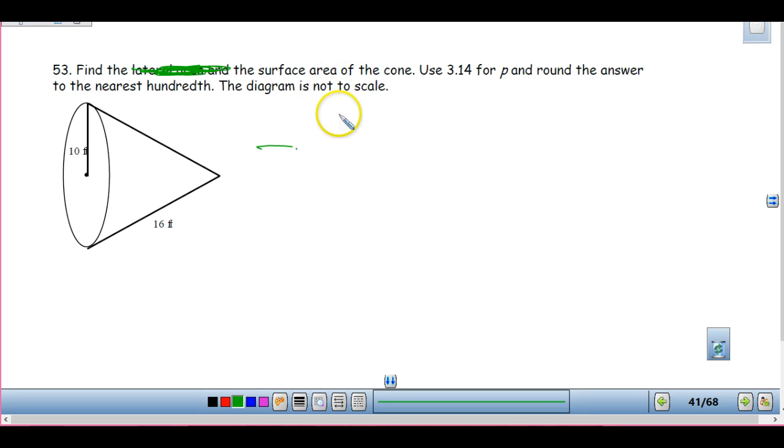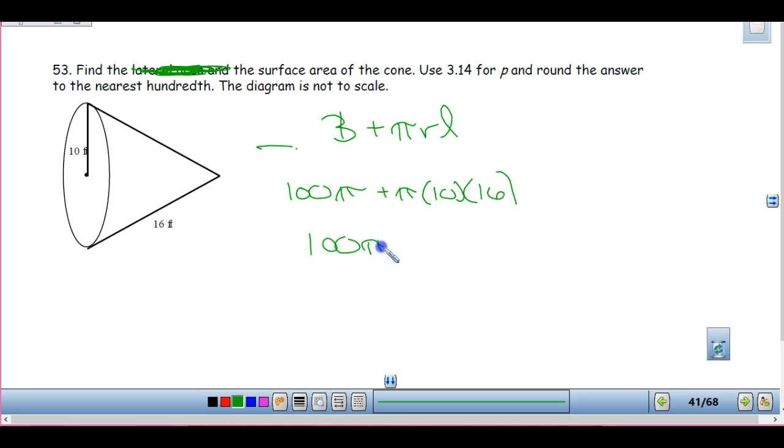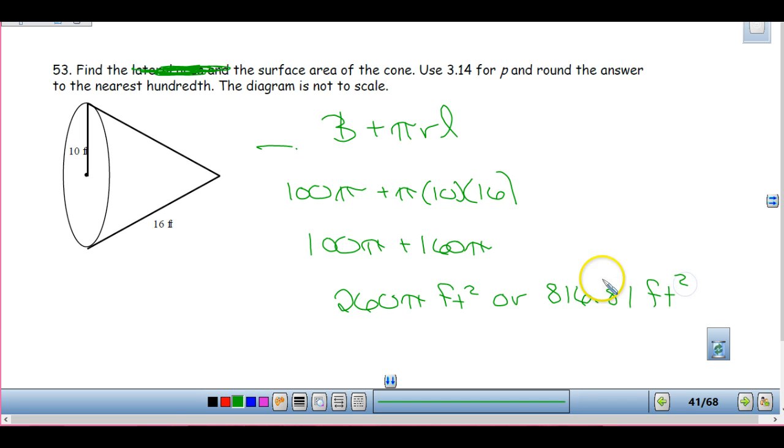So don't forget that our surface area is the area of our base plus pi times radius times slant height. So area of our base, pi r squared, so 100 pi plus pi times 10 times 16, so 100 pi plus 160 pi is going to give us 260 pi feet squared, or if you multiply it out, we will get 816.81 feet squared.